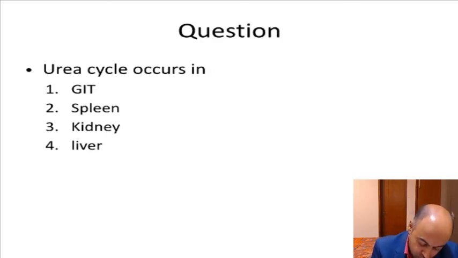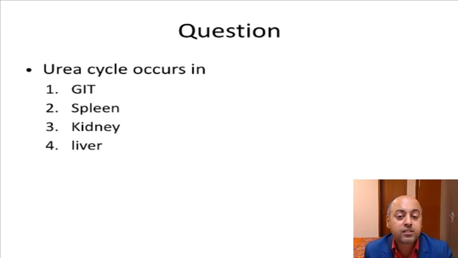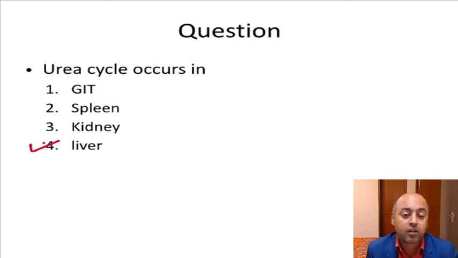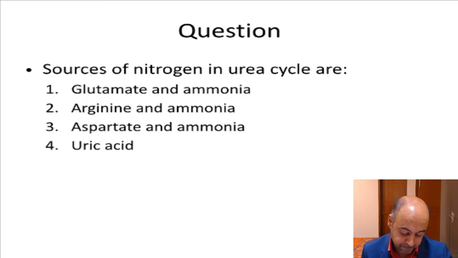Then the question is, urea cycle occurs in which compartment in the body? GIT, spleen, kidney, or liver? I just told you where the urea cycle is happening. Urea cycle is happening in the liver. Urea cycle is happening only in the liver.